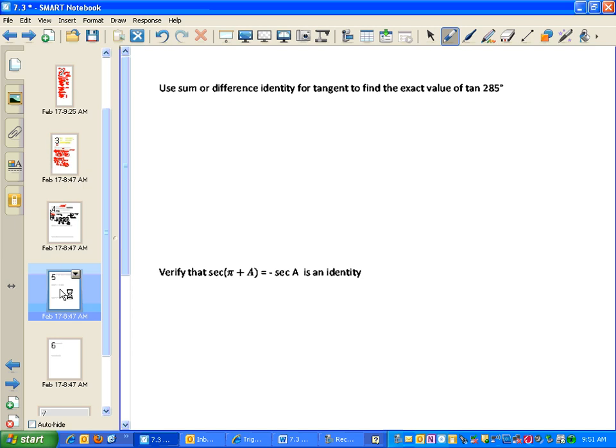I want to make sure that I hit at least one example for each one. All right, use the sum or difference identity for the tangent to find the exact value of the tangent of 285. That's what I meant. Yeah, I have 255. That's what I wanted to change it. Oh, really? Then let's go back to the other page. It doesn't matter. Sure, we'll do the 285. Okay, so we need the tangent of 285.